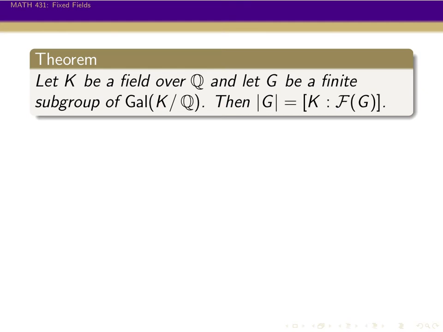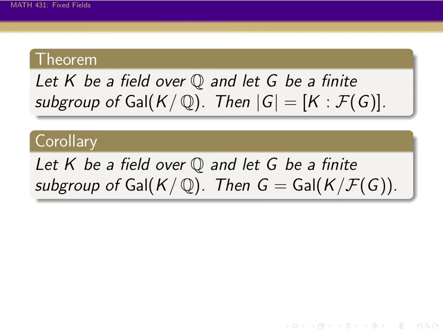Okay, so again, the theorem we just proved is: if K is a field over Q and G is a finite subgroup of the Galois group of K over Q, then the order of G is equal to the degree of K over the fixed field of G.